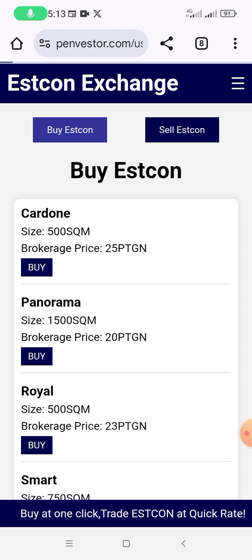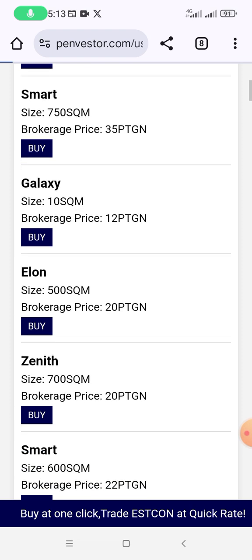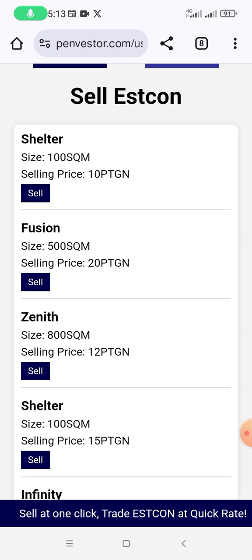The network is very poor. Here. I would have just shown you, but just check out the rate I'm talking about, which is this brokerage price. That is the rate. You see this seller, ESTCON.